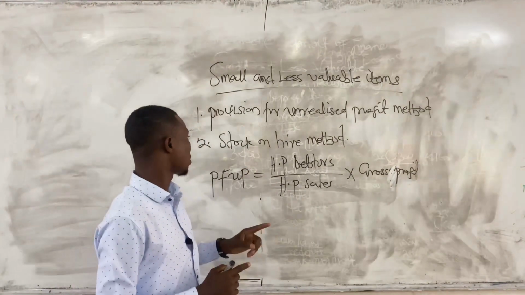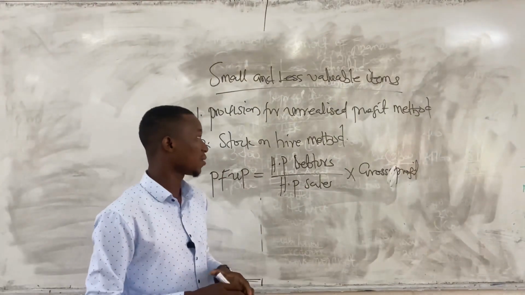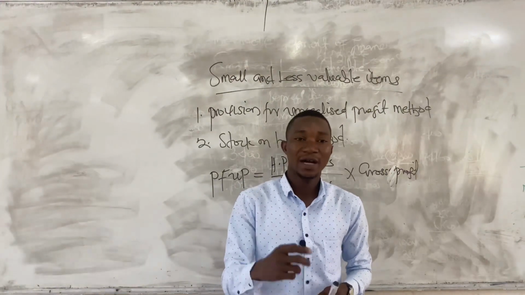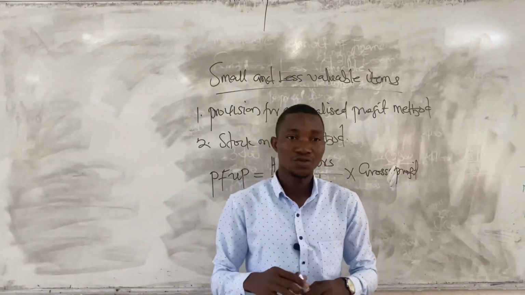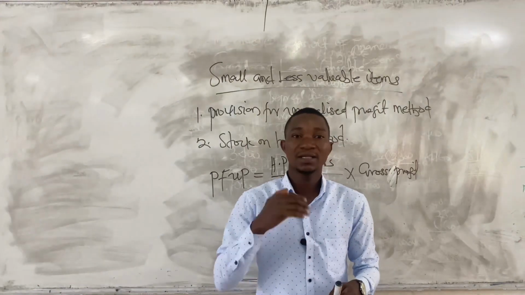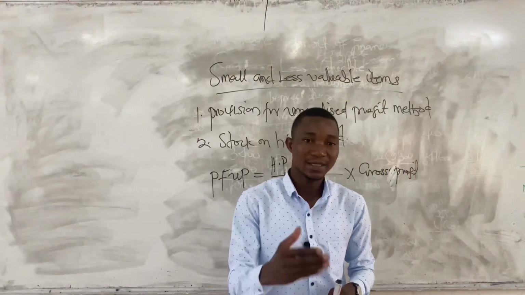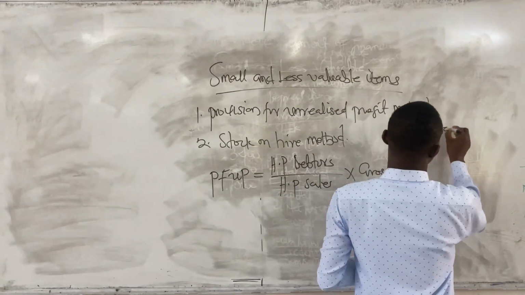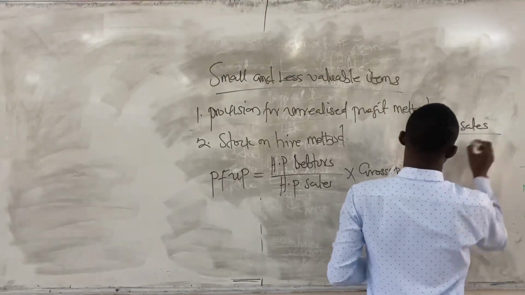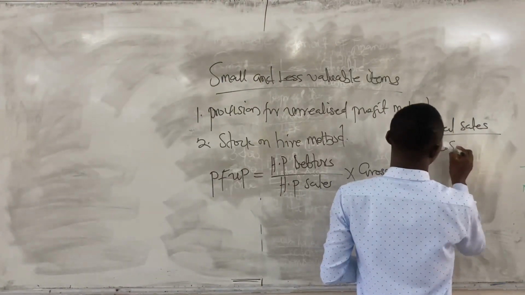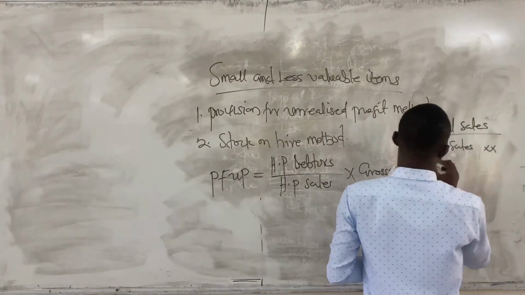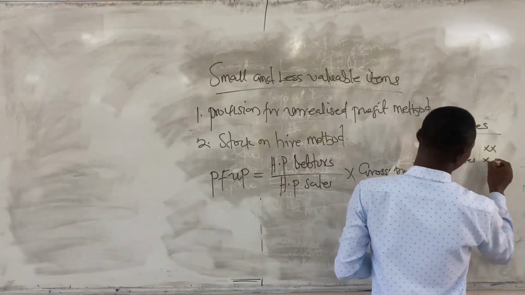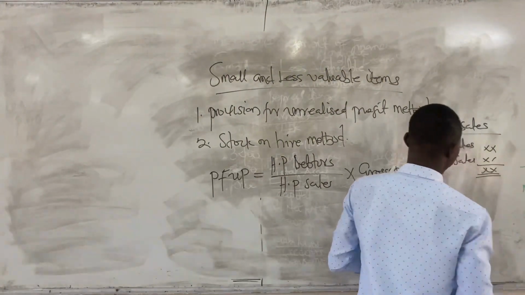And the second method I would like to talk about is the stock on hire. With this method, they are saying that they are not going to wait to arrive at the gross profit before they determine the true gross profit. They are much aware that the sales being made comprise cash sales and credit sales. So we know that total sales comprises credit sales and cash sales, and this will give us the total sales.